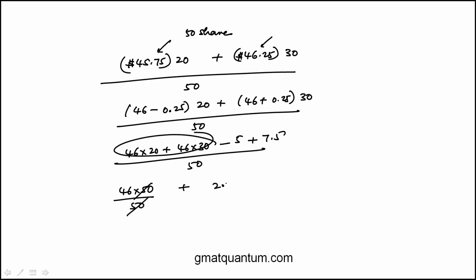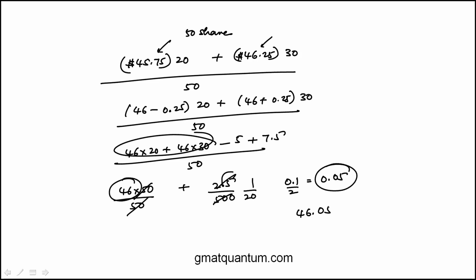And then we have 2.5 over 50, which is 1/20. And this is really the same as 0.1 over 2, or 0.05. So our average is 46 plus 0.05. So all these gymnastics to avoid doing the brute force multiplication. But maybe there's another way that's even easier. But this is what came to my mind. The answer is D.